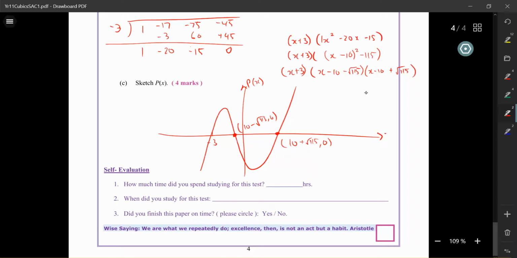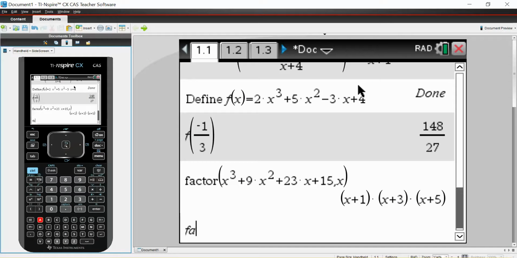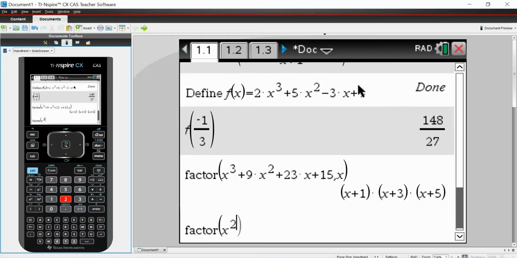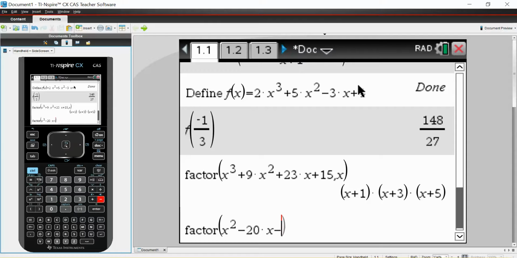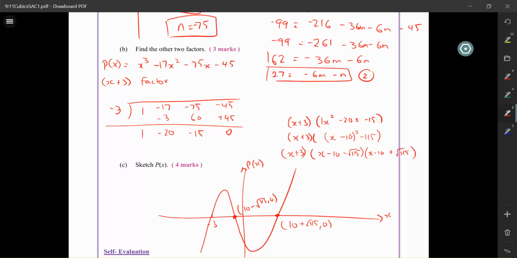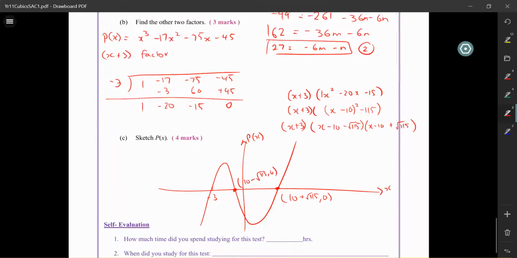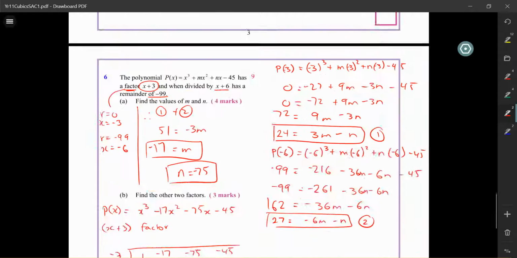Okay. Unless I made a mistake, but I'm pretty sure we can't factorize that equation. Let me try that. Factor x squared minus 20 times x plus, was it 15? No, minus 15, comma x. Yeah, no, I was right. Okay, well, and yeah, like I said, without a CAS, that was a bit weird to do, but I think maybe that was the expectation.